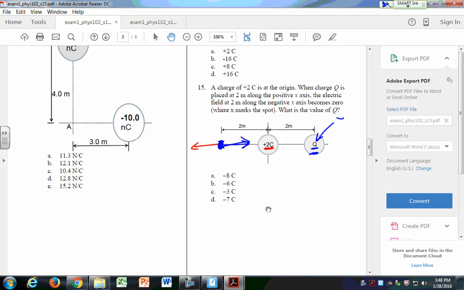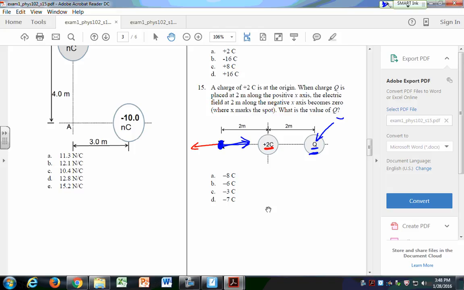Let me restate that. So the plus 2 Coulomb charge puts an electric field to the left, because my positive test charge would feel a repulsive force, so I draw in that direction. So if the electric field is 0, I have to have a vector that's equal and opposite to this vector to give me an electric field of 0. So this vector has to be in this direction. That means this charge has to be negative. I mean, they're all negative anyway, so I'm already stating this doesn't really help me that much.